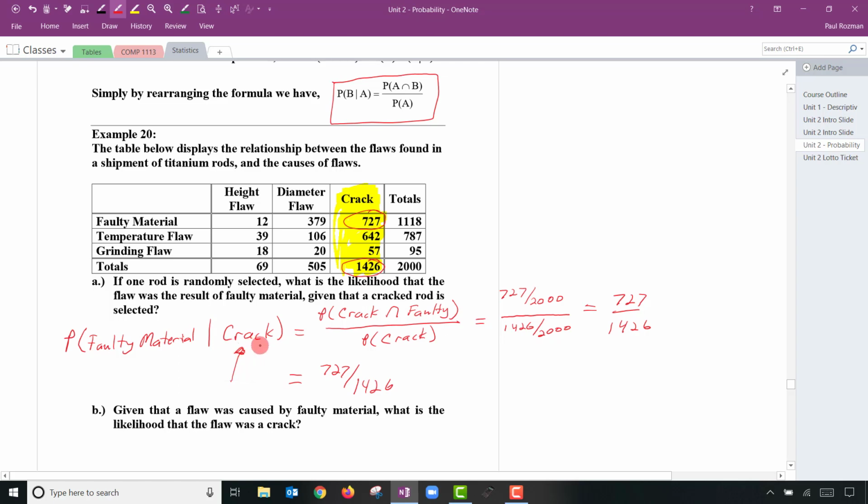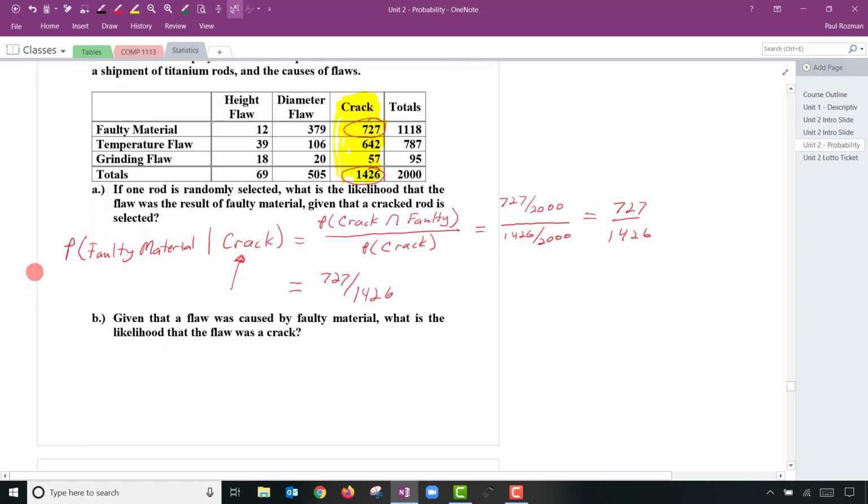Let's do another one here just to show that this thing may not be commutative as expected. What's the probability that one is cracked if I already know that it was a faulty material? So maybe I pick one up and I haven't really inspected it yet, but I can tell that it's faulty material. There's a label on it, or it has a funny color, or some easy way to tell that it was faulty material.